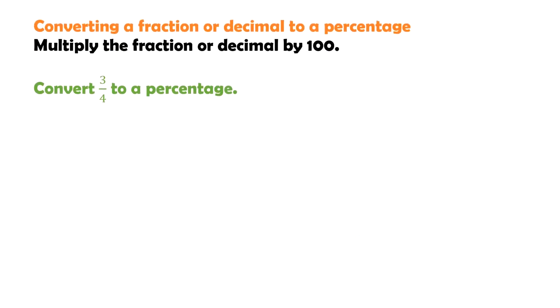The next one we're looking at is converting a fraction or a decimal to a percentage, and all you do here is you multiply by 100. So to begin with, we want to convert 3/4 to a percentage. So to do that, we're multiplying it by 100. 3 over 4 times 100. And that ends up being 75%. Easy, just put it in your calculator, get the answer.